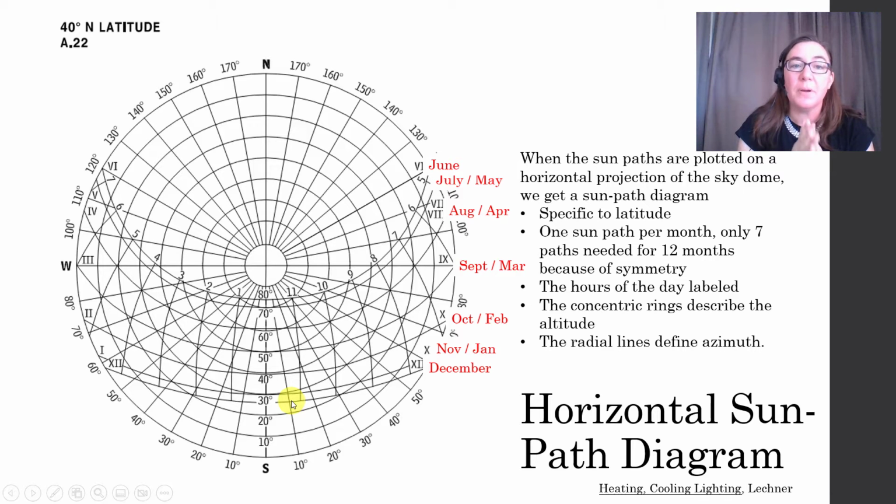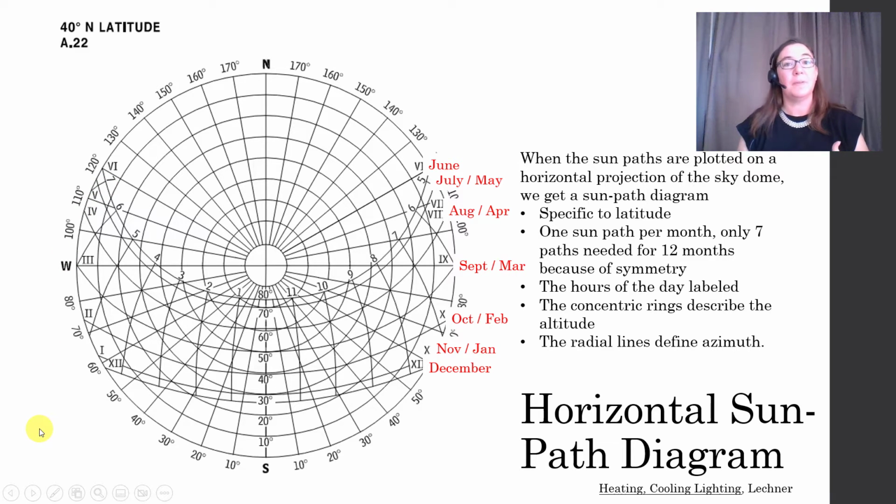There's one more important piece of information, and that is the time of day. And you can see that printed up here with these numbers. These are our hours of the day. So starting over here at about 4:30 in the morning, 5 a.m., 6 a.m., 7 a.m., 8 a.m., 9 a.m., 10 a.m., 11 a.m. Here's noon, solar noon, right along this line. 1, 2, 3, 4 in the afternoon, etc.